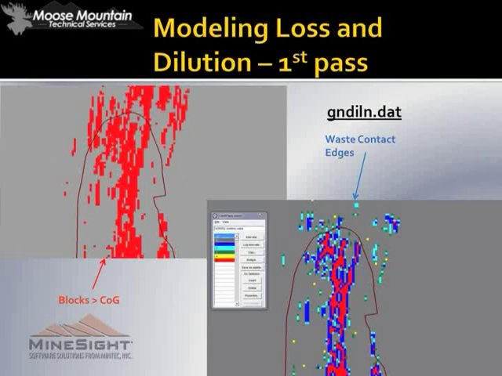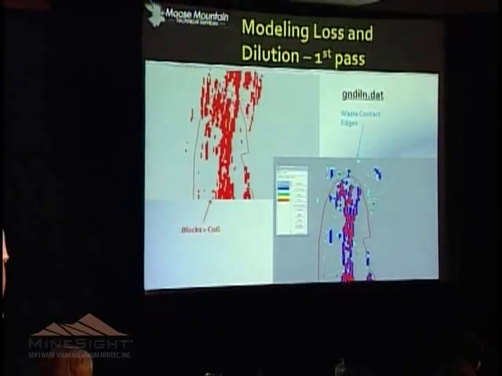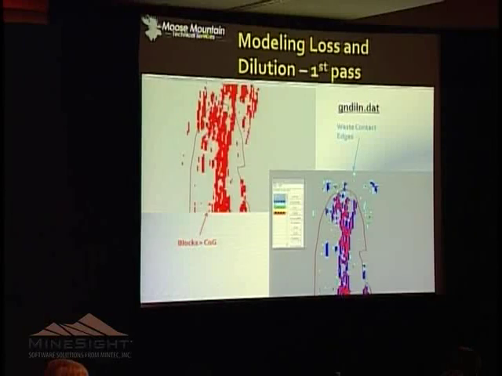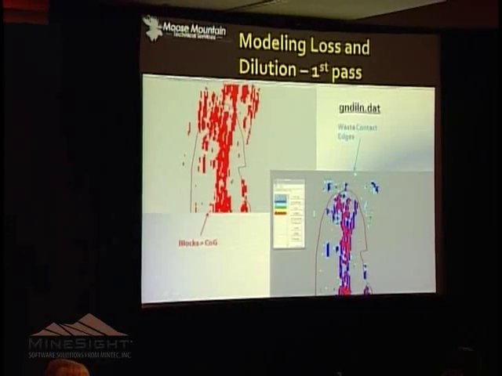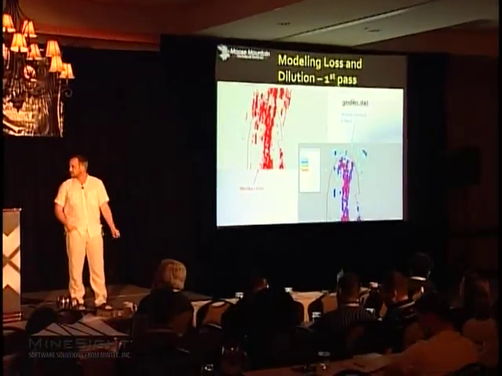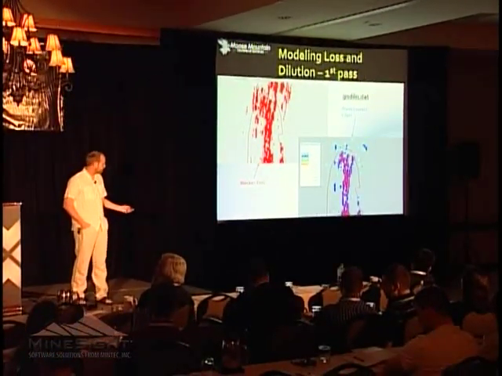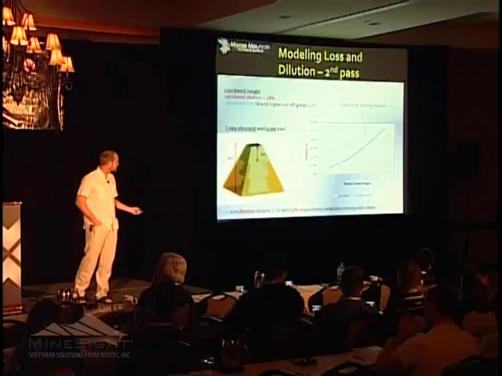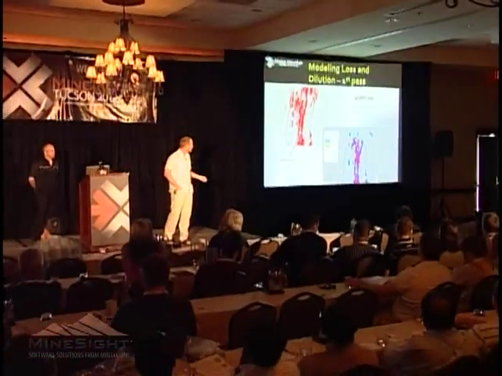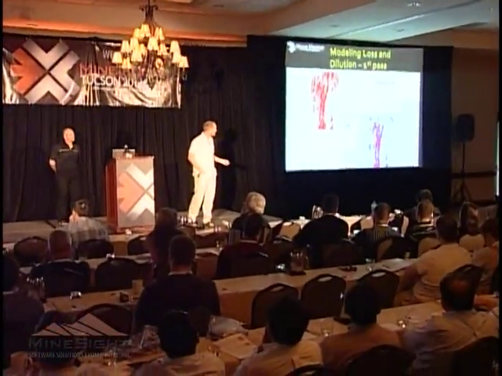And then we use this great little tool called GNDILN.dat, which goes through based on a specified cutoff grade and tells you how many waste blocks are surrounding an ore block. So in this picture, these are all the ore blocks, in situ blocks that beat our cutoff grade. They're greater than our NSR cutoff, which is about 8.5, I think. After you run GNDILN, you can see that each of those ore blocks has now been coded with the number of waste contact edges.